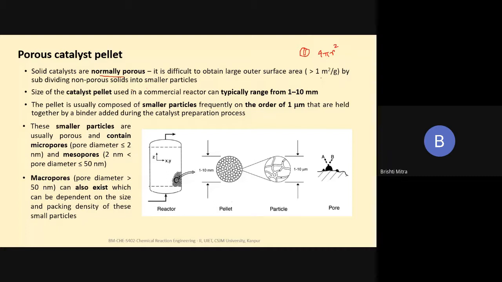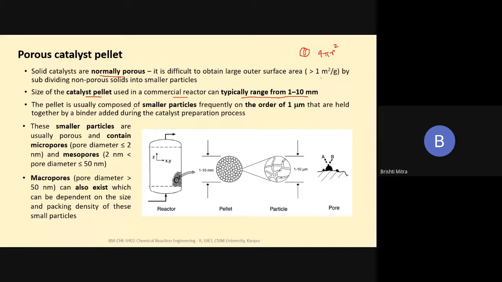The size of a catalyst pellet used in a commercial reactor typically ranges from 1 to 10 millimeters. That means 1 to 10 millimeters is 1 centimeter and 0.1 centimeter. Just imagine the size of each of your pellets. It is about 1 millimeter to about 10 millimeters that we can have in an industrial-level commercial reactor.